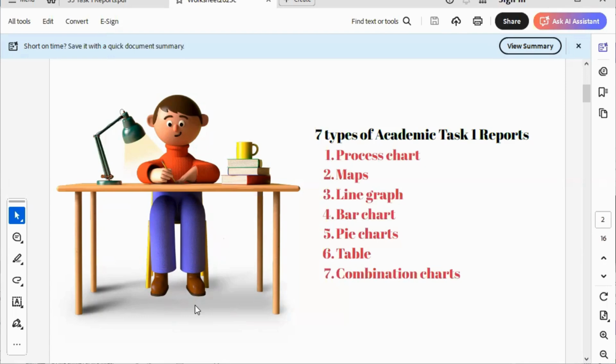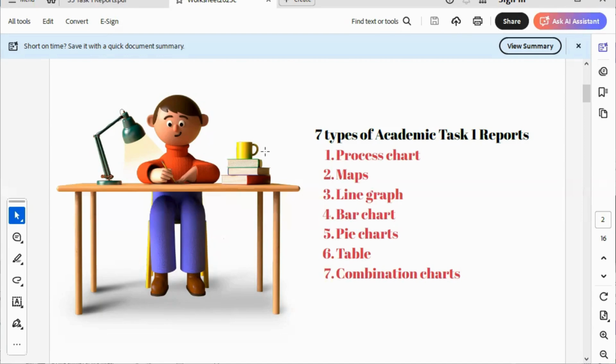It could be on a line graph, or they will ask you to write a report based on a bar chart. Okay, or it could be on a pie chart. Usually they will give you 2 pie charts. That's the common thing, 2 pie charts. In rare cases they will give you 1 pie chart, but the common thing is 2. Or they will ask you to write a report based on a table or combination chart.